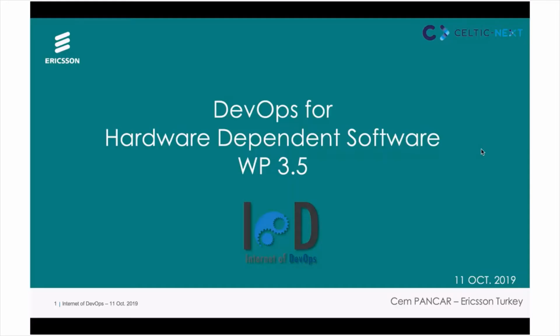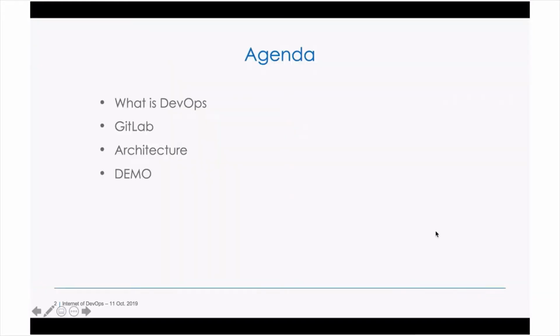So the reason why we are here today is that we will talk about the DevOps for hardware-dependent software as part of the Work Package 3.5 for the Internet of DevOps project. The agenda for today is like this. I'll just talk about what is DevOps and then give you some introduction for GitLab and the architecture of today's demo and the demo itself.